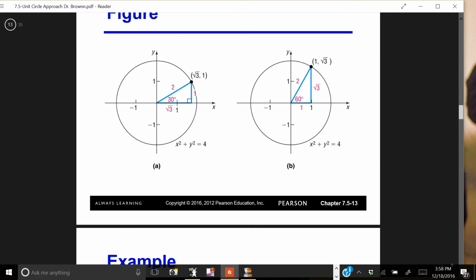We can also set up a 30 and 60 degree triangle in which the radius is 2, A is the square root of 3, and B is 1. And then if we have a 60 degree triangle, the A would be 1 and the B would be the square root of 3, and the radius would be 2.